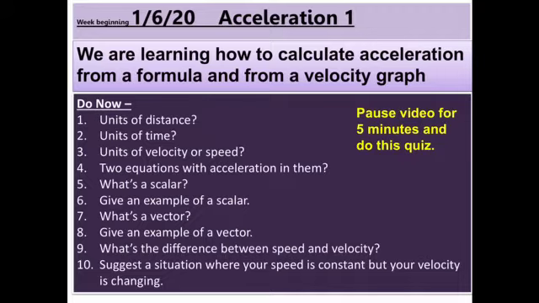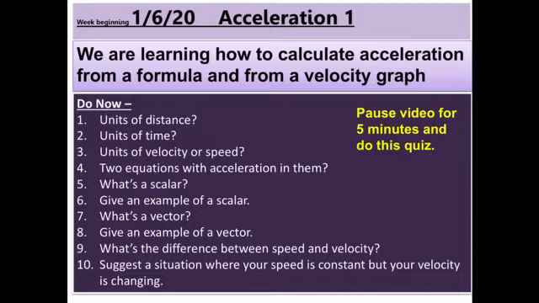Number 7, a vector is a quantity that has a magnitude and a direction. So it's got size and the direction matters. So for number 8, examples of vectors, you could have said force, weight. Weight is a force, so that's a vector. Velocity, momentum, acceleration, and there's a few others. If you're not sure, ask Google.